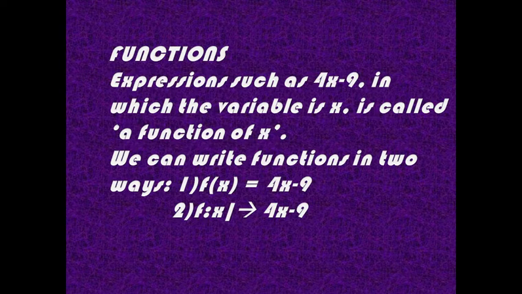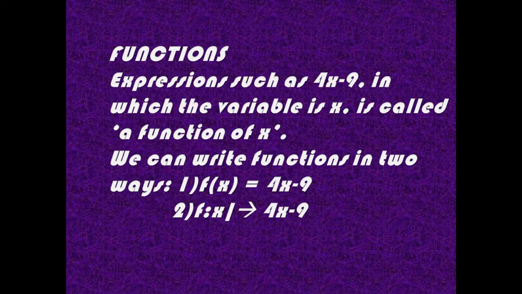So we can write functions in two ways, or I'm just telling you how the question will be. It will be f of x is equal to 4x minus 9, or f: x → 4x minus 9. Now you see we say them in the same way, but the signs are different. We are using brackets in the first one and we are using colon and arrow in the second one. So we write them in different ways, but we say them in the same way. Do they mean the same? Yes, they do.